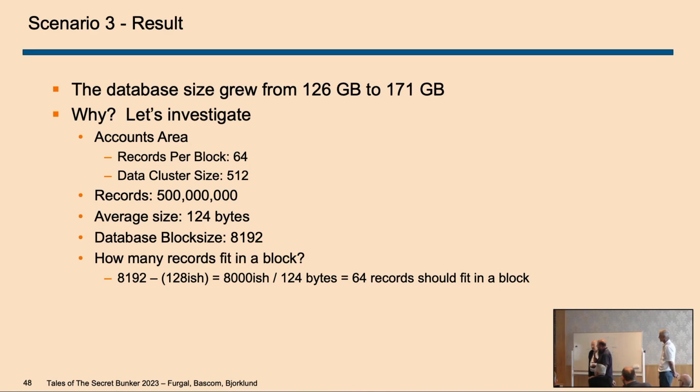So doing the math here, 500 million records, average size 124 bytes. The database block size in this case was 8,192. How many records fit in a block? This is an important thing to figure out to get your records per block right. And you do the math. A database block is about 8,000 bytes because there's some overhead at the top. So you do the math, and you should be able to fit 64 records per block.